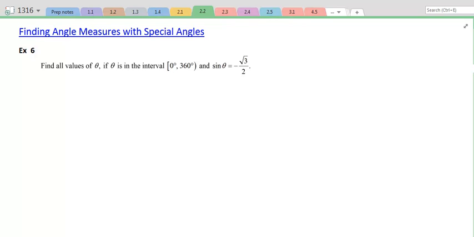Well, what if instead of being given the value of theta and finding the trig function, we are given the trig function and we need to figure out what the value of theta is? That is what this question is actually asking.